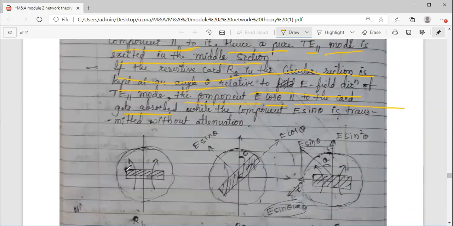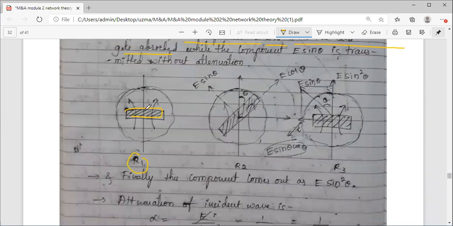You can see this resistive card R1 is kept perpendicular. As I told you, this is how the positions of R1 and R3 should be. If the electric field is like this, we know that in TE mode the electric field will be vertical. If this is the direction of the electric field, the position of R1 and R3 should be perpendicular to it. But if you see resistive card R2, it is kept at some angle theta.